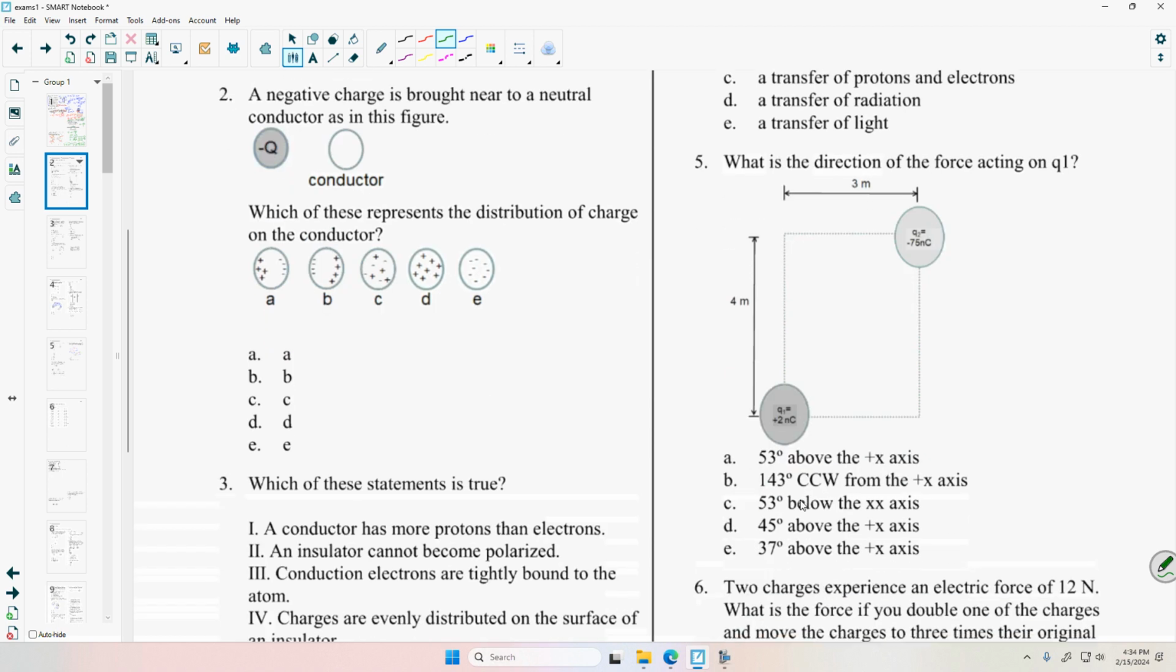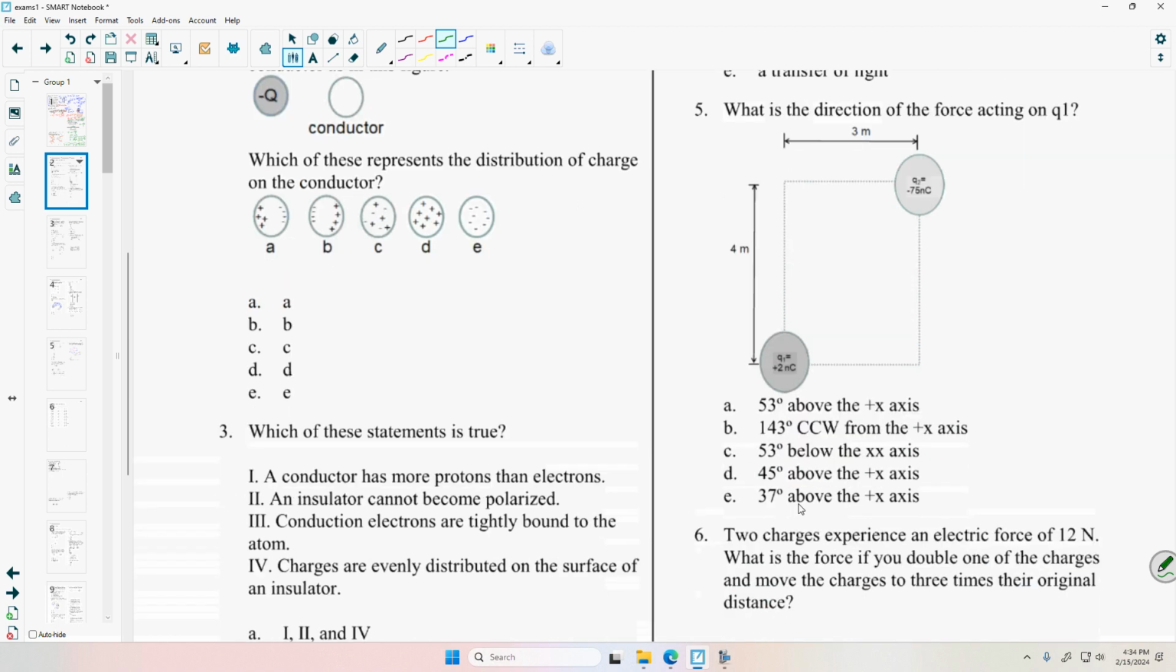And then there will be some about Coulomb's law. You'll probably have one, something like number 5. It's a lot like what we did, but simpler in the free response. The direction of the force acting on Q1. Well, I know that in this case, that force is in that direction, and then it's a matter of doing the trig to figure out what the direction is.